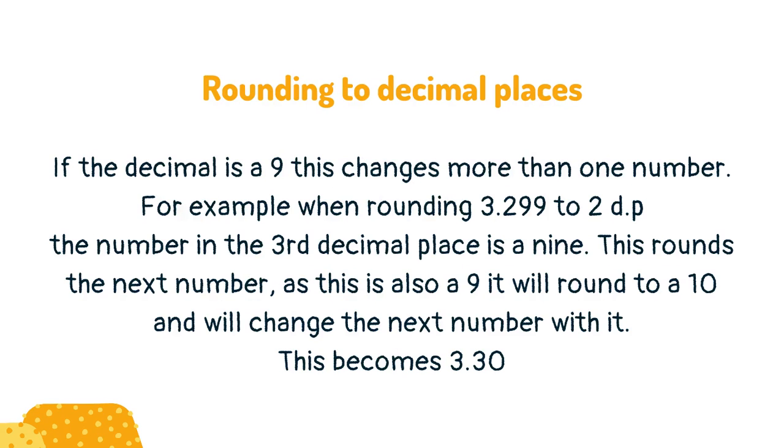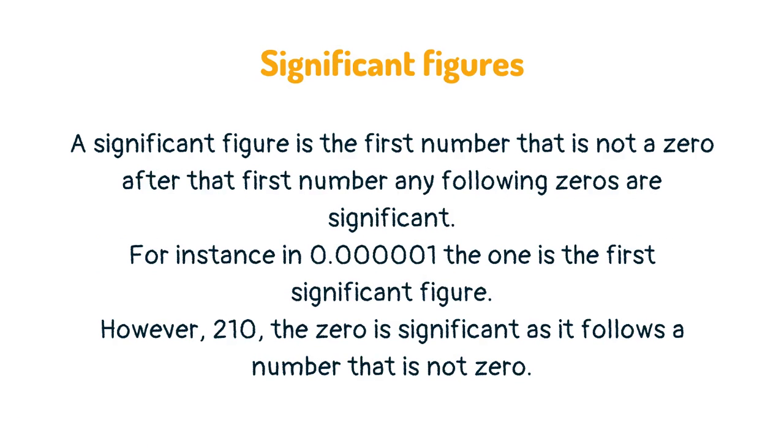If the decimal is a 9, this changes more than one number. For example, when rounding 3.299 to 2 decimal places, the number in the third decimal place is a 9. This rounds the next number. As this is also a 9, it will round to a 10 and will change the next number with it. This becomes 3.30.